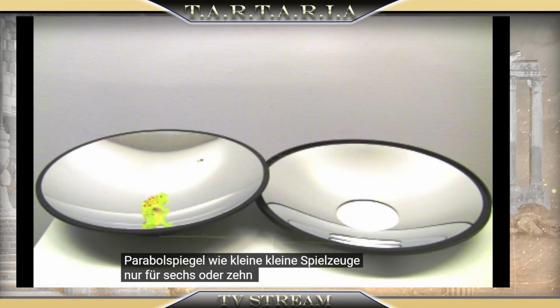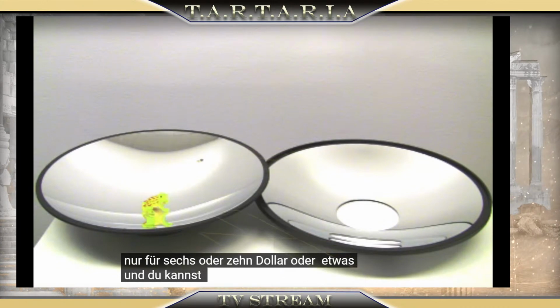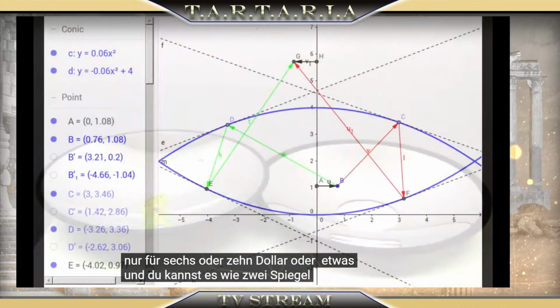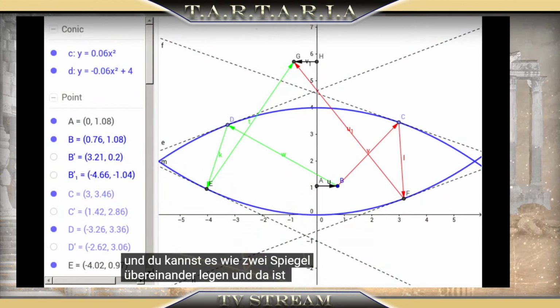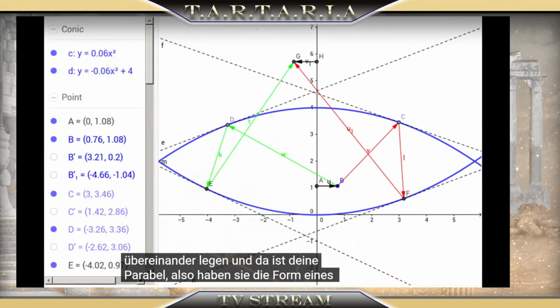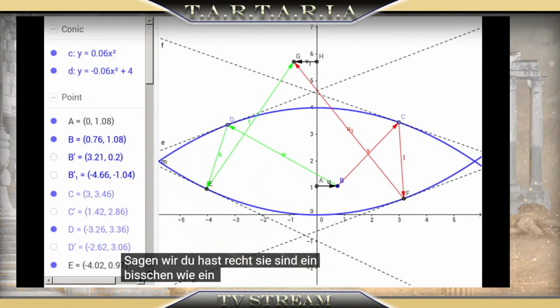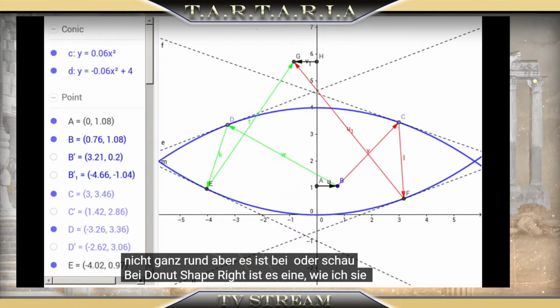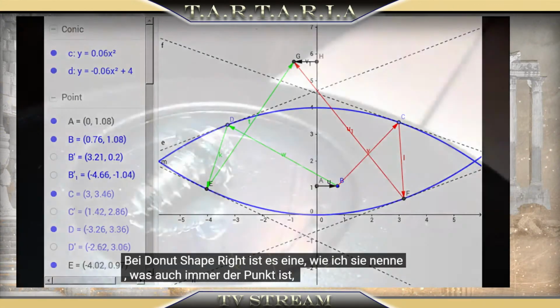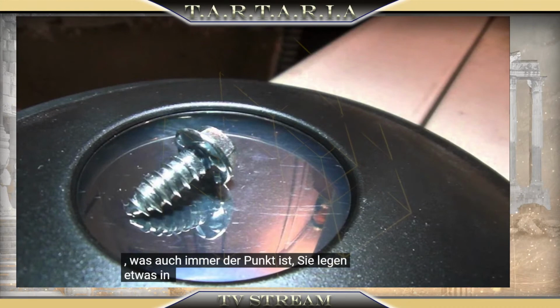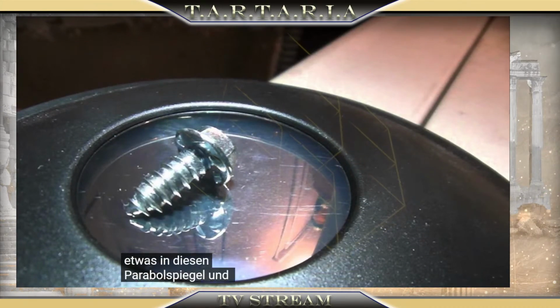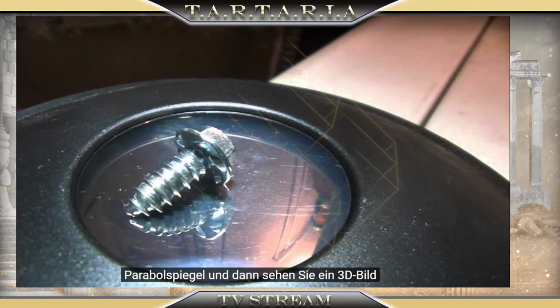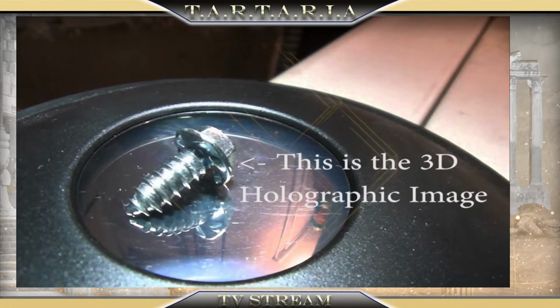It's only like $6 or $10 or something. And it's like two mirrors on top of each other. They're parabolic, so they're shaped donut style, let's say, right? They're a little bit like a toroidal field. It's not completely round, but it's like a donut shape, right? The point is, you put something inside of this parabolic mirror, and then you will see a 3D image on top of it. This is a holographic projection.